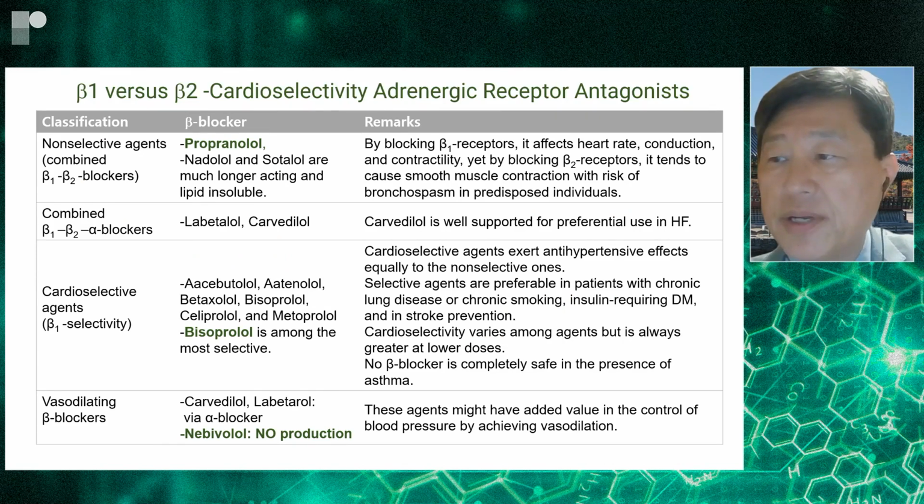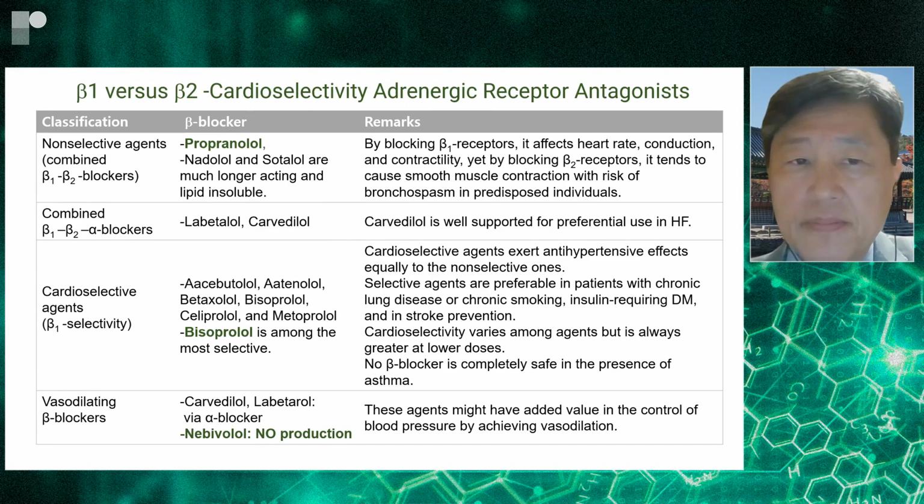This slide shows the classification of beta blockers according to beta receptor selectivity and the presence of a vasodilatory effect. A cardio-selective agent exerts anti-hypertensive effects equally to the non-selective ones. Selective agents are preferable in patients with chronic lung disease or chronic smoking and diabetes.